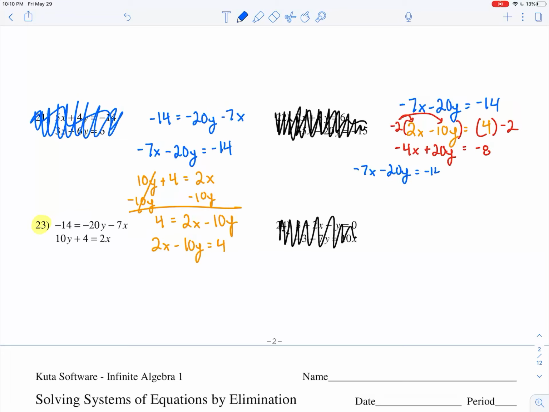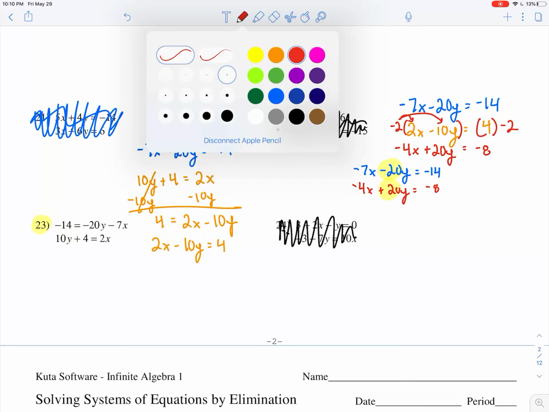20y is equal to negative 14. Negative 4x plus 20y is equal to negative 8. Whew, and there we go. That was a doozy, wasn't it? But take a look. Now I have my opposite coefficients, and those will easily cancel out.